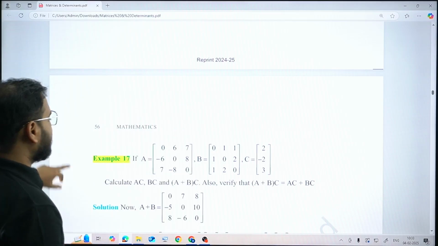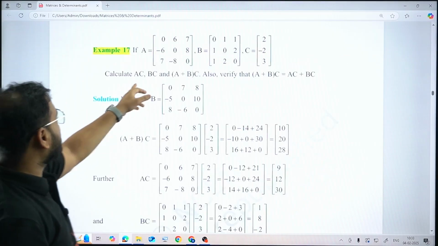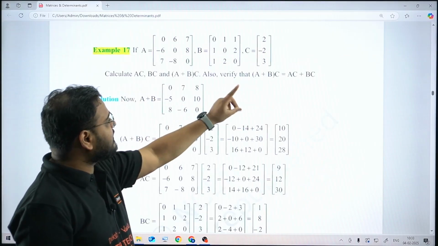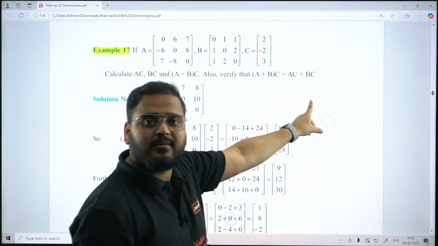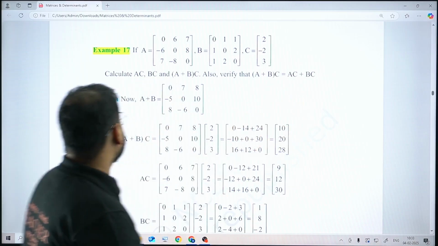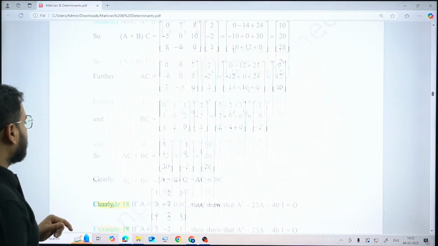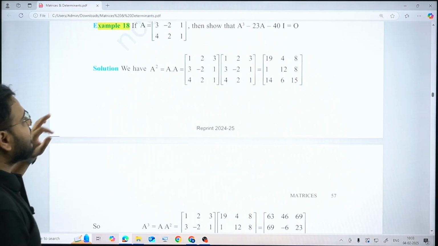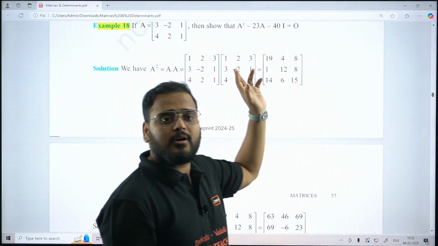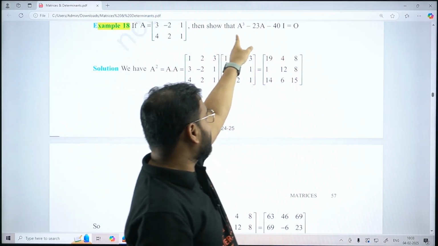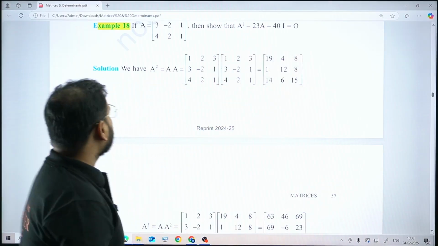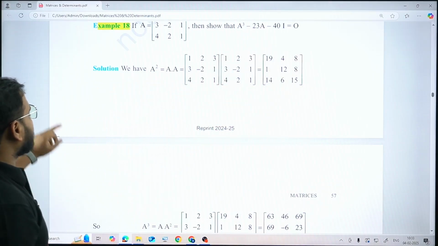Example 17, sir. I think this was one of your PYQs, right? I think I've done this a lot in your classes. Okay, 17 is done. 18th you also solve. I think not this, but a similar question was asked again in your PYQ, right? But A square was there, not AQ, but it was there. Okay, so please check example number 18.